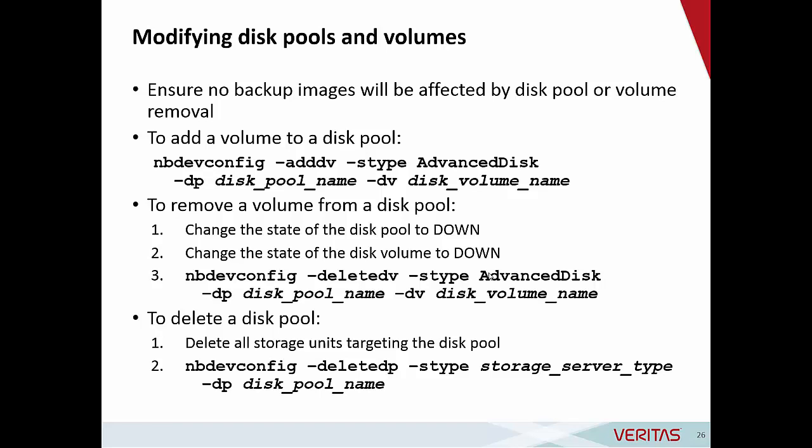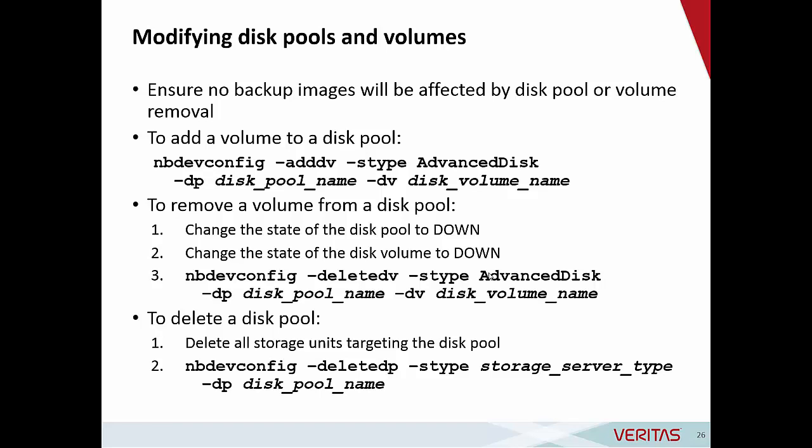Removing a volume requires taking the pool down and then taking the volume to be removed down. Remember that the state of volumes and pools is separately maintained, so I've got to do both those actions. And then I can use the -deletedv argument to remove a disk from a pool. Obviously be very careful before you do this to make sure that the volume you're removing does not have any active images on it. If it did, I would need to duplicate them somewhere else or expire them before removing the volume. And last example, -deletedp to delete the entire disk pool.